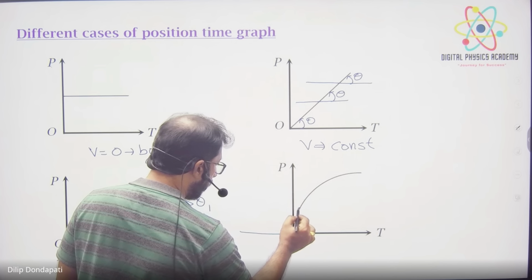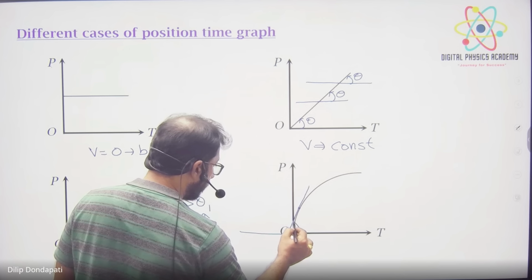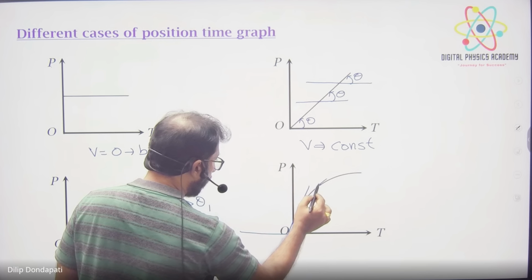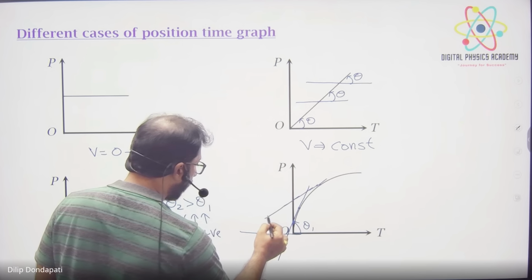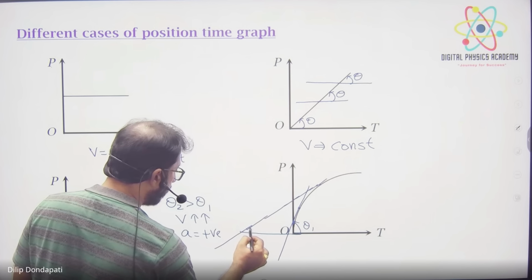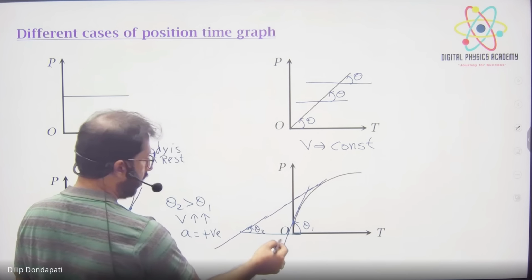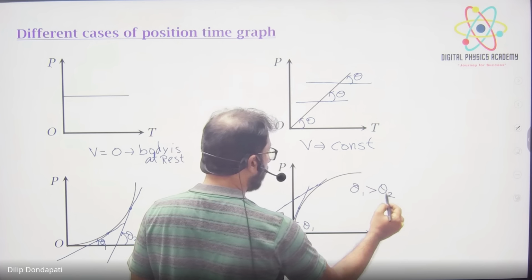This one, which is 1 point, right? I'll draw a tangent which cuts the x-axis. This is theta 1. This point I'm drawing. This is theta 2. So theta 1 is greater than theta 2. So that means theta is decreasing.